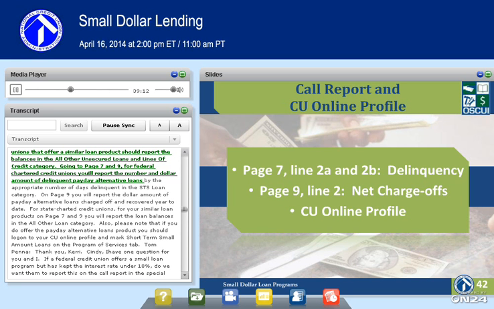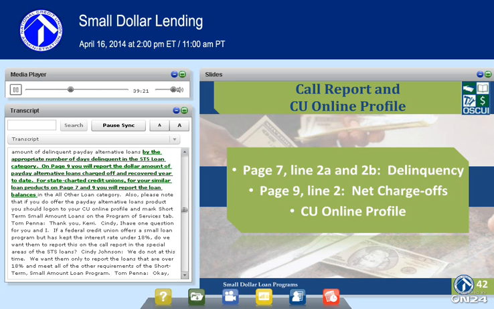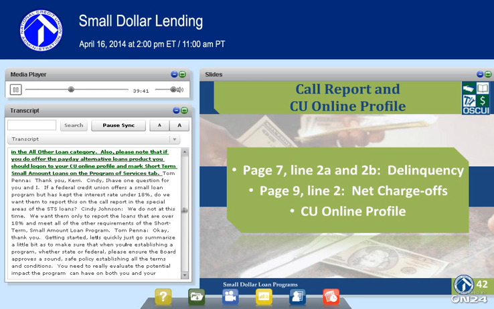Going to pages 7 and 9, for federal chartered credit unions, you will report the number and dollar amount of delinquent payday alternative loans by the appropriate number of days delinquent in the STS loan category. On page 9, you will report the dollar amount of payday alternative loans charged off and recovered year to date. For state-chartered credit unions, for your similar loan products on pages 7 and 9, you will report all the loan balances in the all other loan category.